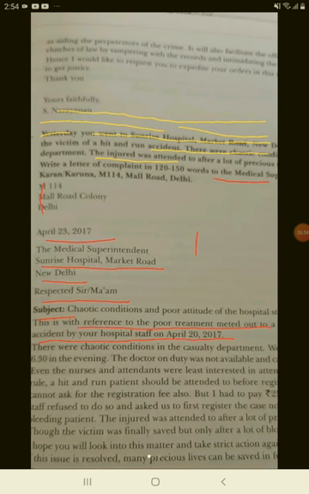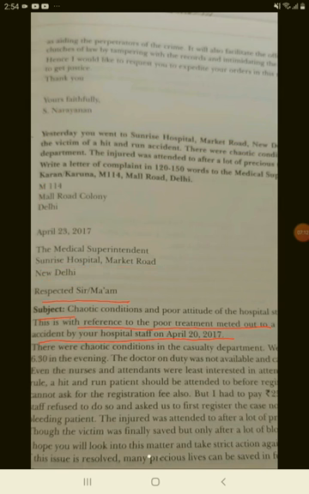Now the main body of the paragraph, they have given more details. If you see this, here it says there were chaotic conditions in the casualty department. Now whatever information is there, it is not given in this question, but the writer has used his or her imagination to invent this information because it is supposed to be realistic. Now let us look at this more clearly.